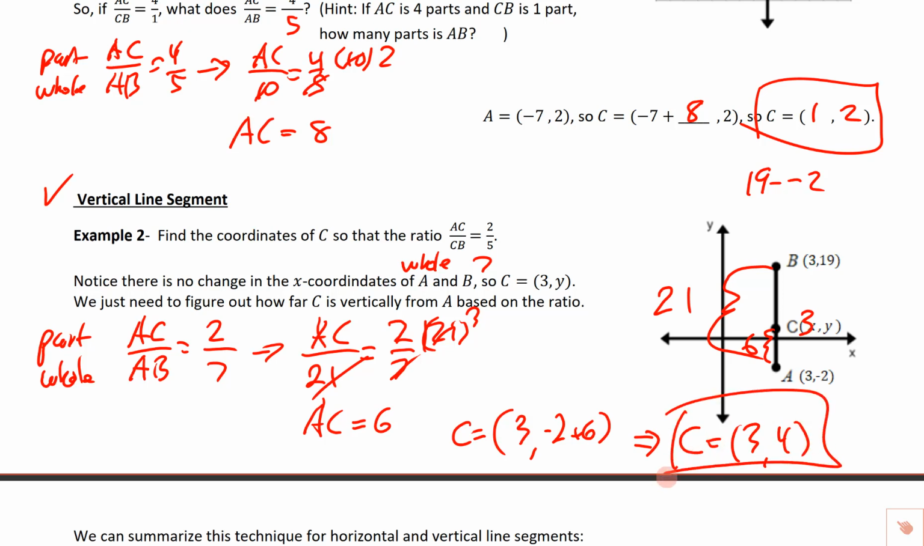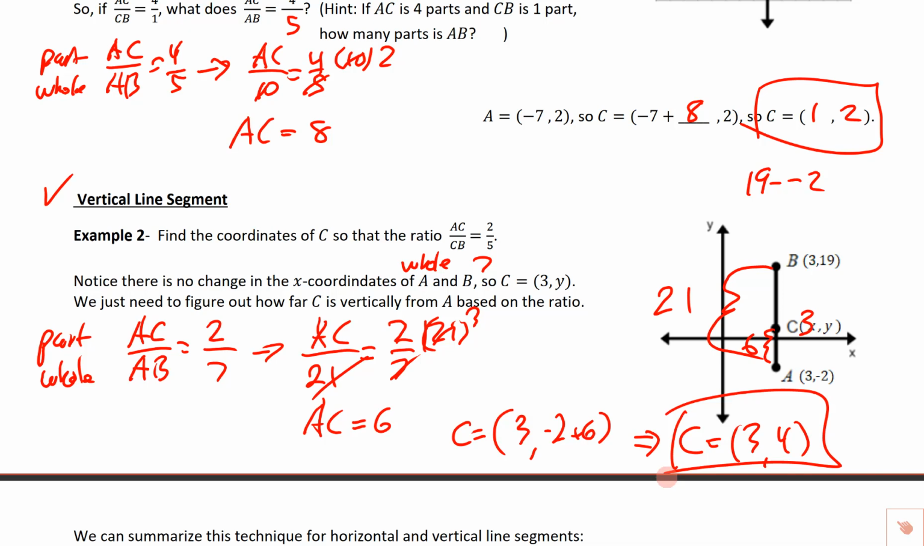Hey, D. What if you did 5 over 2? Would you get the same thing? No, you wouldn't. I mean 5 over 7. Okay, great question. So first of all, AC corresponds to 2 up here. If you did 5, you'd have to have CB up here, and then we'd be going from the top down to the bottom. But you could do that. It would give you the same answer.